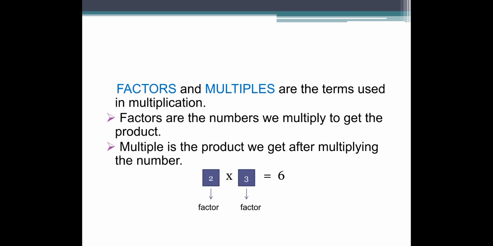Now what's a multiple? Multiple is the product we get after multiplying the number. So let's see the example. 2 times 3 is equal to 6. Here 2 and 3 are the factors.